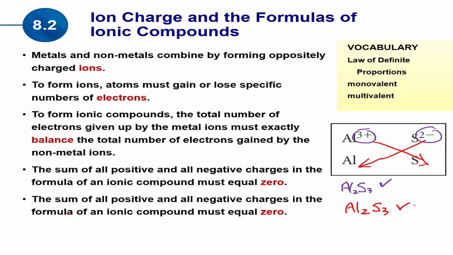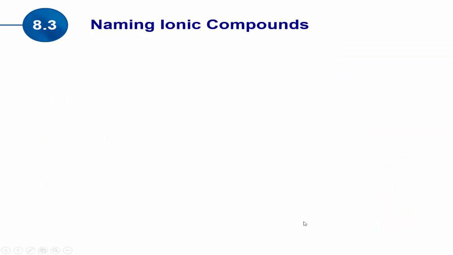Moving right along. This just shows you a better version that you can read of the crisscross method. By the way, make sure these are in lowest terms. If this was a 6 and a 3, you'd have to divide through by 2. If it was a 4 and a 2, you'd have to divide through by 2 to end up with lowest terms. In this case, 2 and 3 are the lowest terms, so you don't change it. So that is writing the formula.